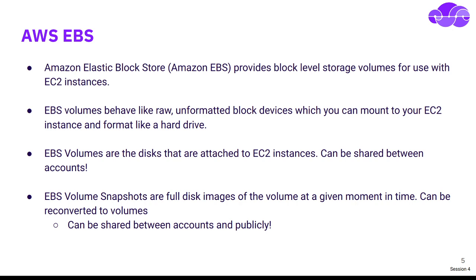EBS volumes are the disks that are actually attached to EC2 instances, right? So EBS does not exist as a raw unformatted disk, but it exists as a volume that is then attached to an EC2 instance. Okay, and interestingly, you can share EBS volumes and EBS snapshots between accounts. What are EBS snapshots? They're essentially full disk images. You make a copy of your entire disk that is attached to the EC2 instance, and that becomes your snapshot. You can create a snapshot and you can have multiple snapshots. You can restore the snapshot as a volume and convert it back as the primary disk for an EC2 instance.